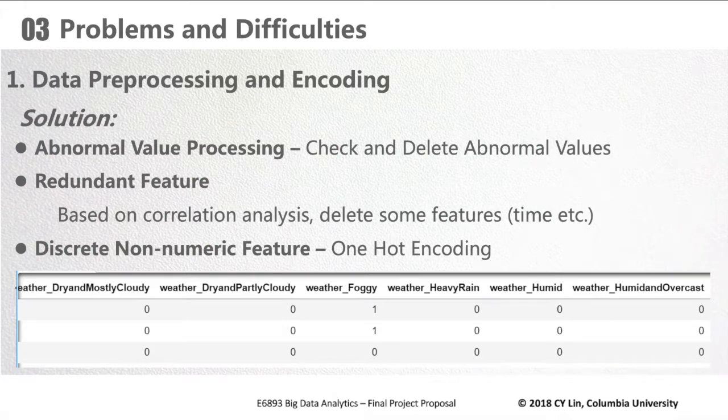To solve these problems, firstly, we check abnormal values and delete some samples. Because most of our samples are right, this will not influence our data. Then, for the redundant features, we use correlation analysis to delete some features. The measurement here is the Pearson correlation coefficient. We delete features like time and urban. We proved this is really helpful for our accuracy at last.